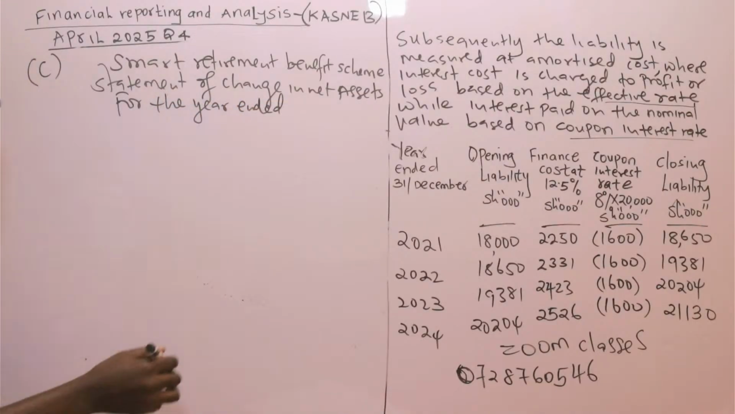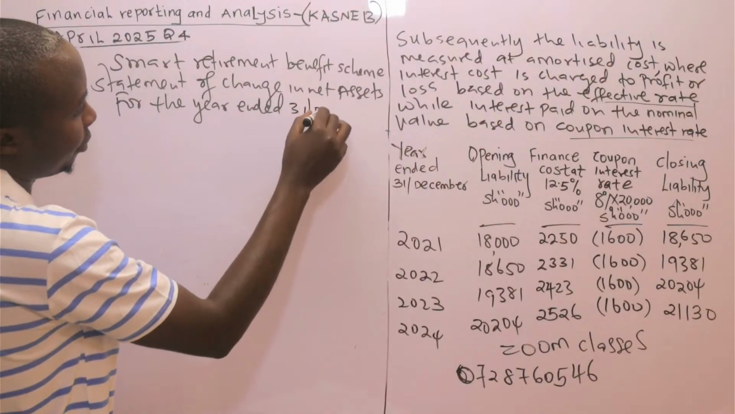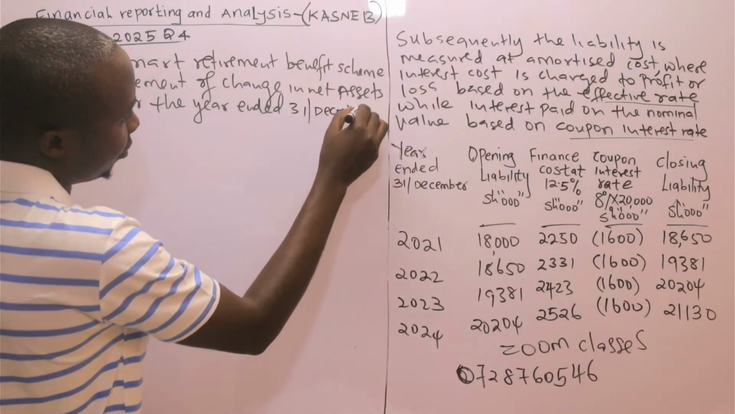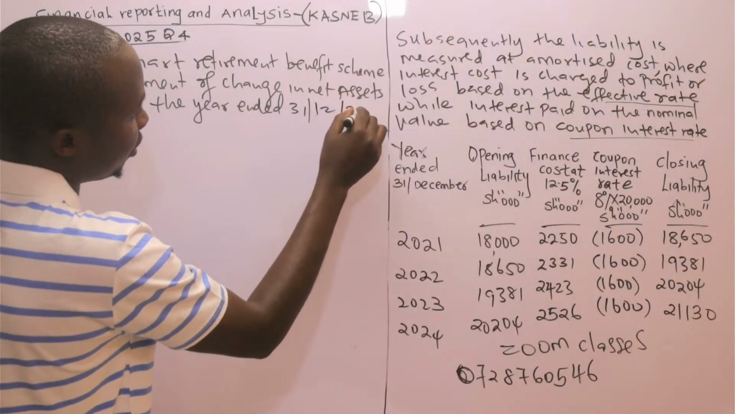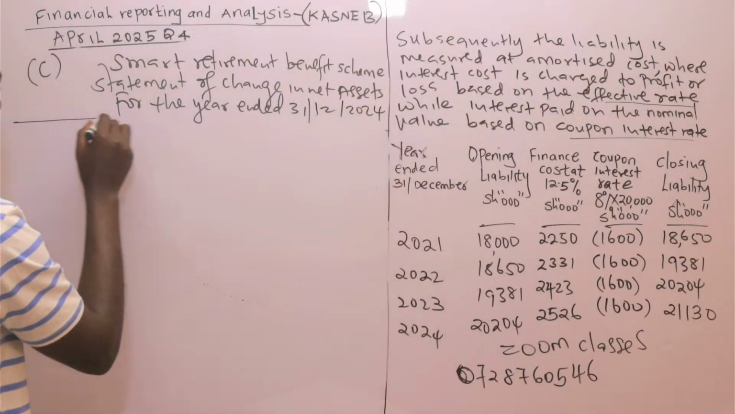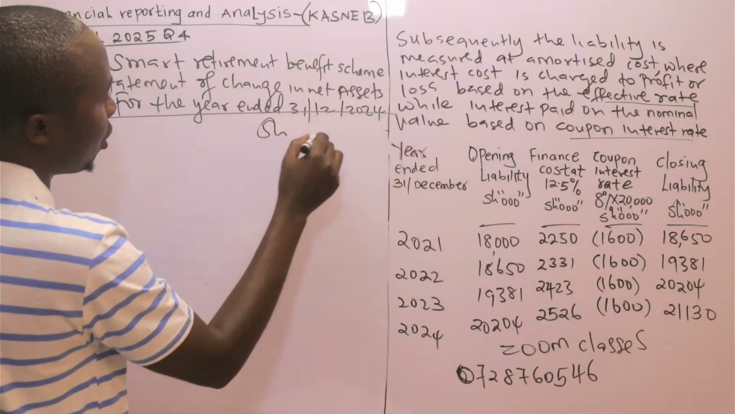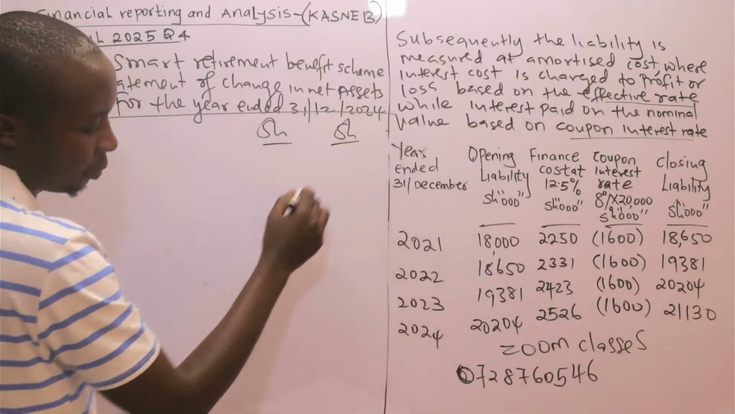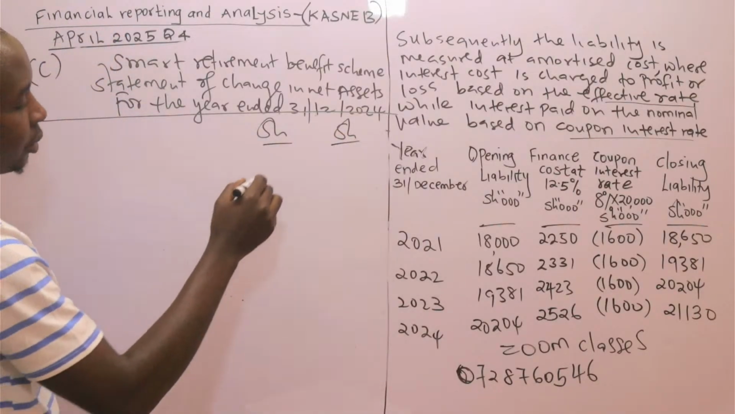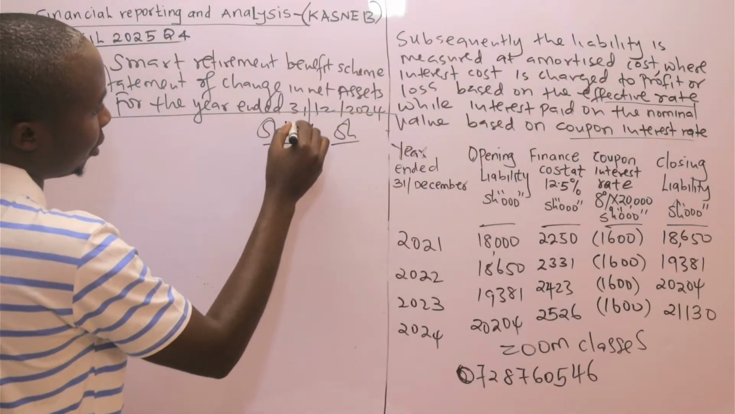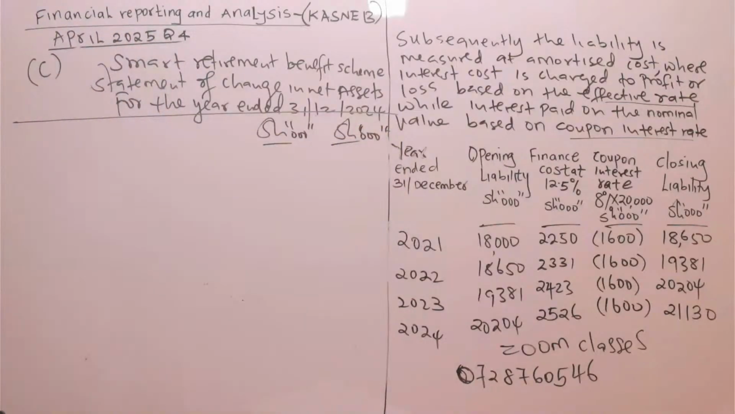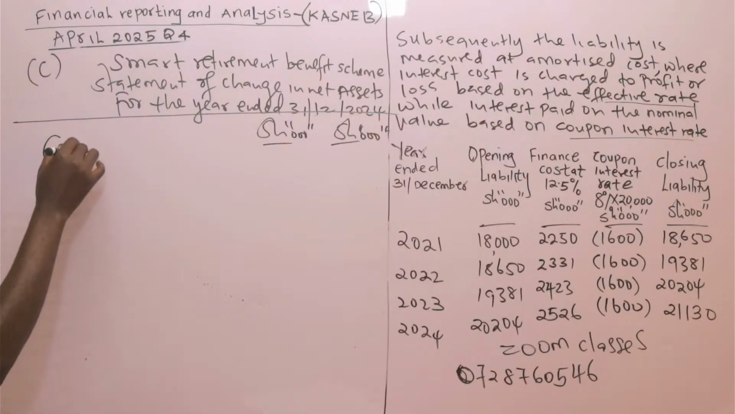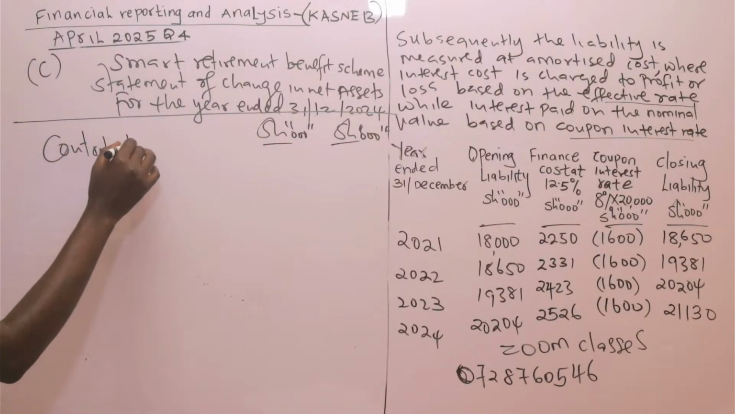So for the year ending 31st December, that's 31st December 2024. You have two columns here, shillings in thousands and shillings in thousands. So, statement of changes in net assets. What we will start with is contributions received: what the scheme received.